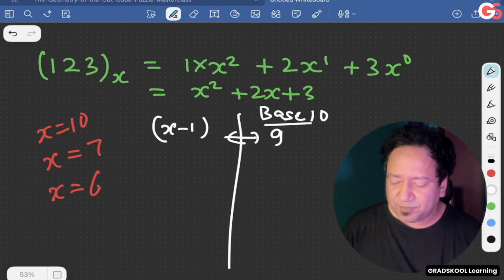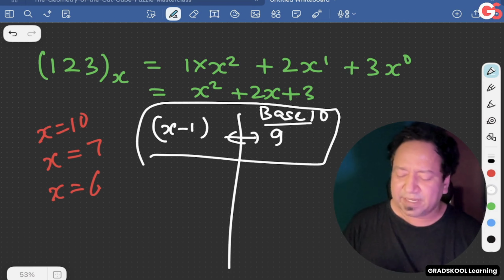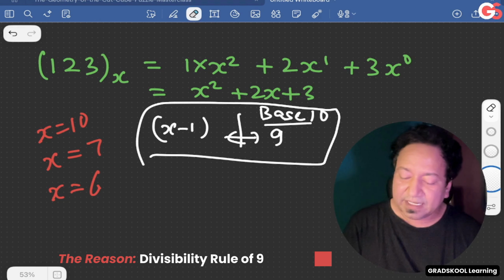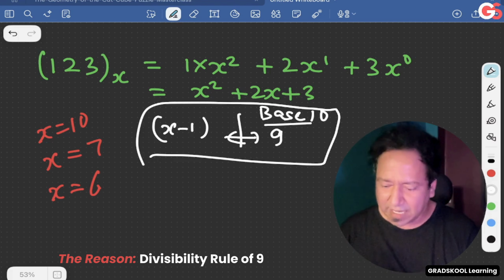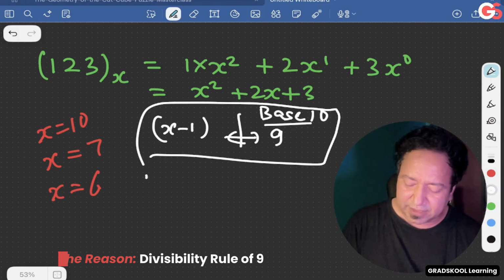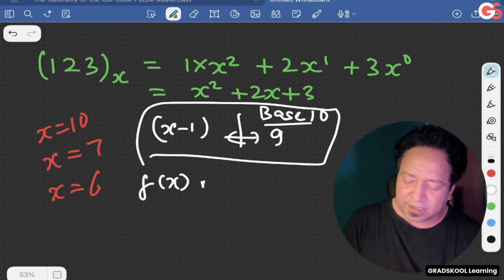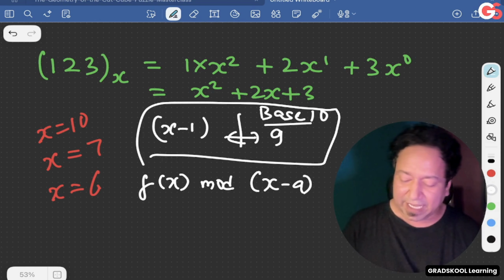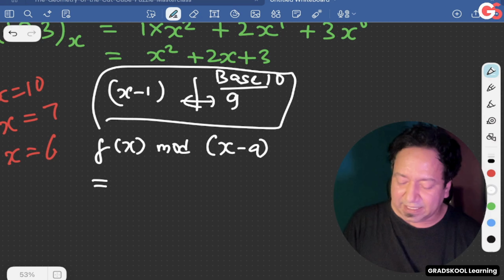Anyways, before going on to divide this by 9, which all of you know is basically the sum of the digits, let's understand why that actually happens. If we have a function defined on x and I want to divide it by, let's say, a, then the remainder is basically f of a.